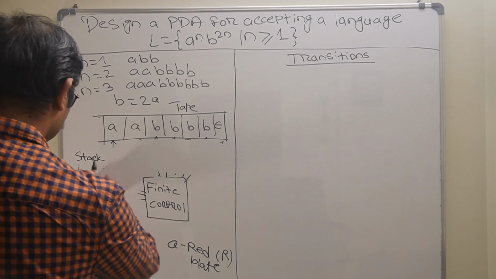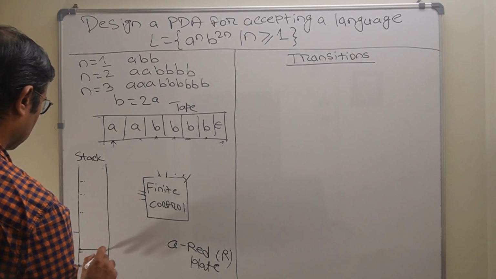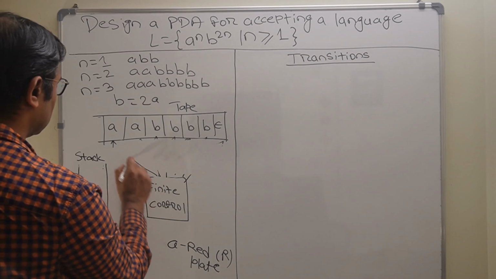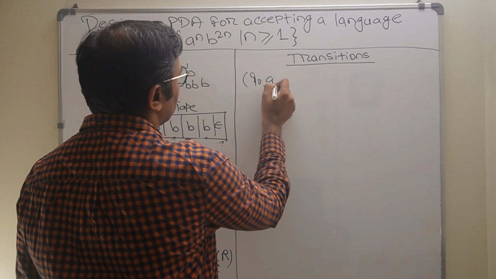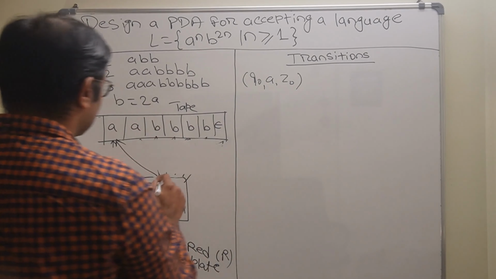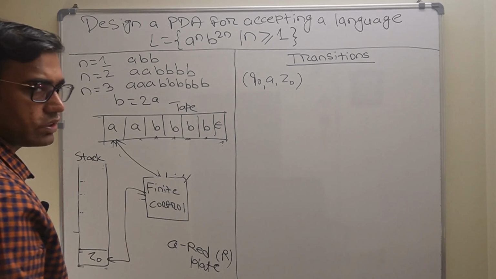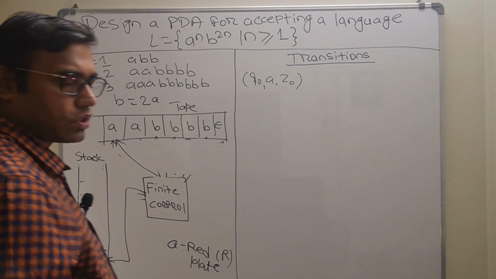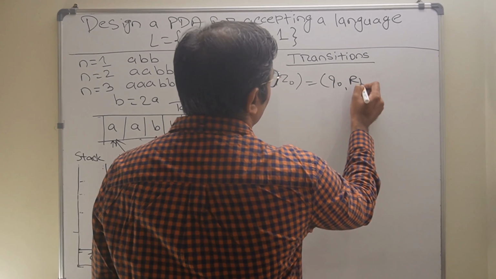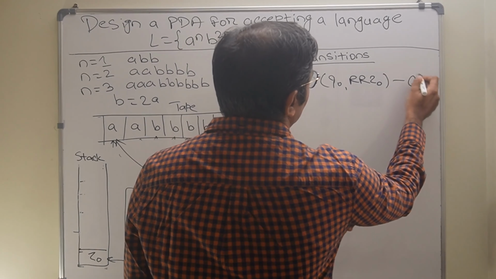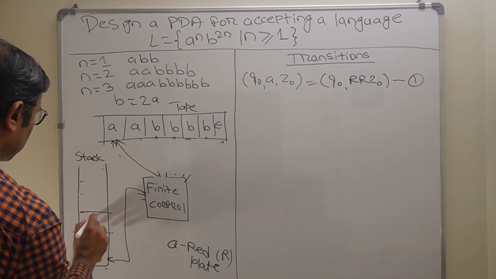So I will again trace the logic, and at the same time I will write the transition. Initially the pointer will point to A, so I will write (Q0, A, Z0). Q0 is the state, A is the input symbol, Z0 is the initial stack symbol. So we have to insert two red plates. So I will write here (Q0, RRZ0). Now why RRZ0? Because we are inserting two red plates. So what will happen in the stack? Two red plates will be inserted.